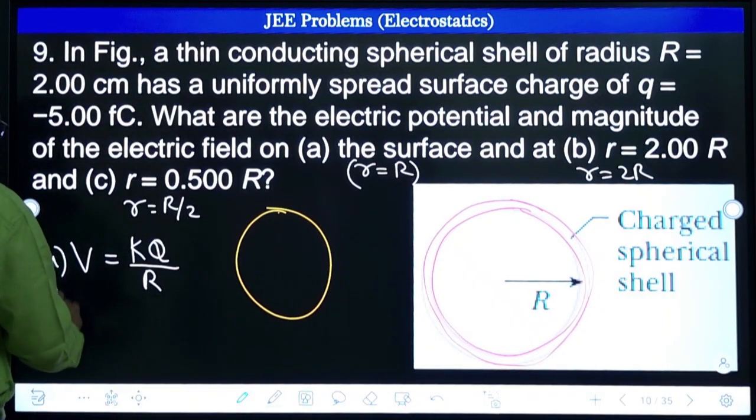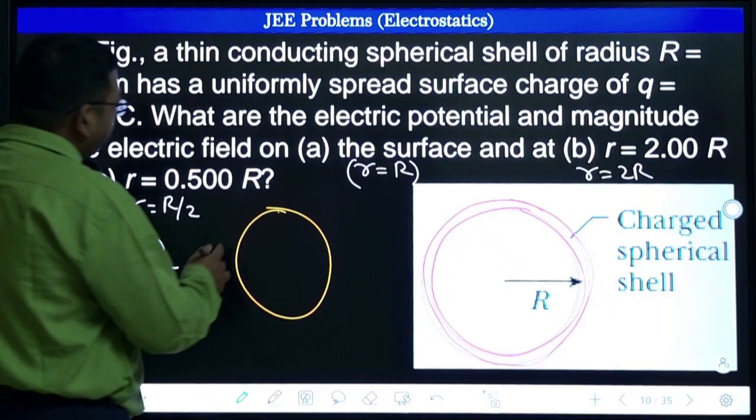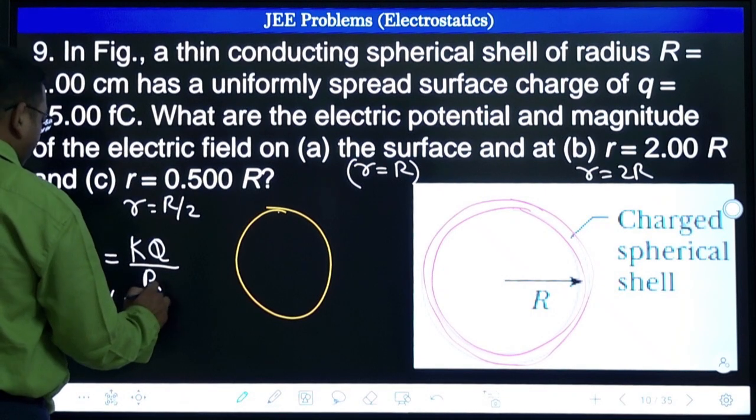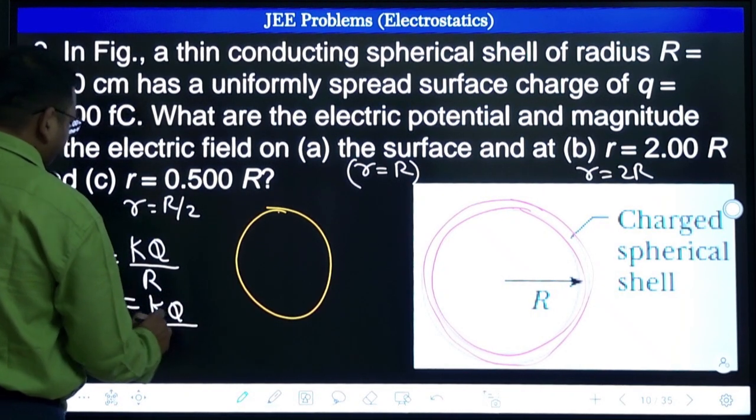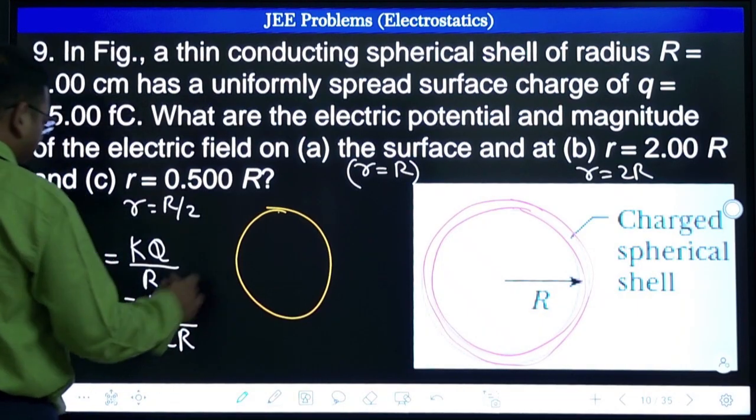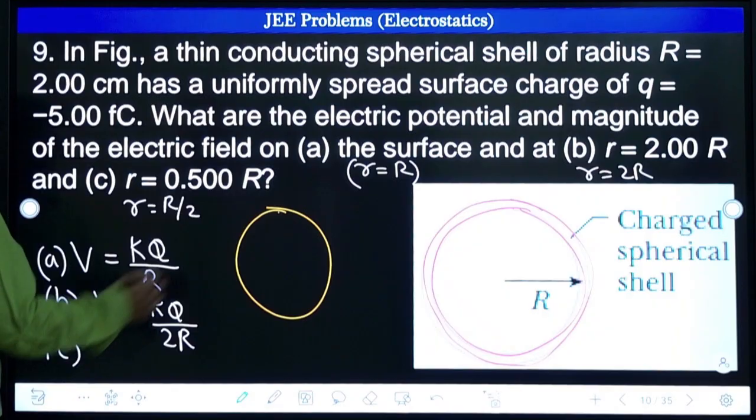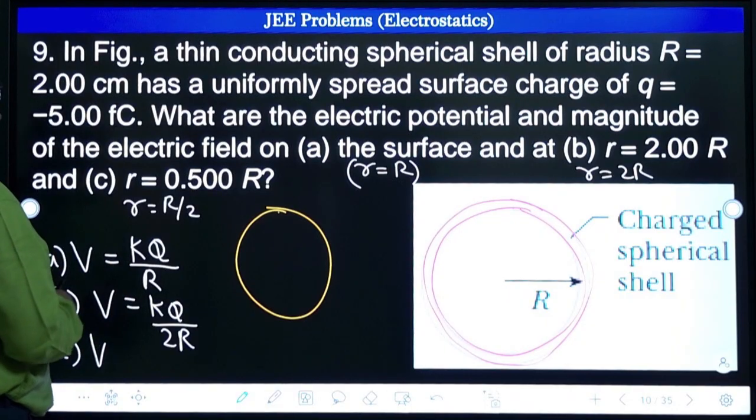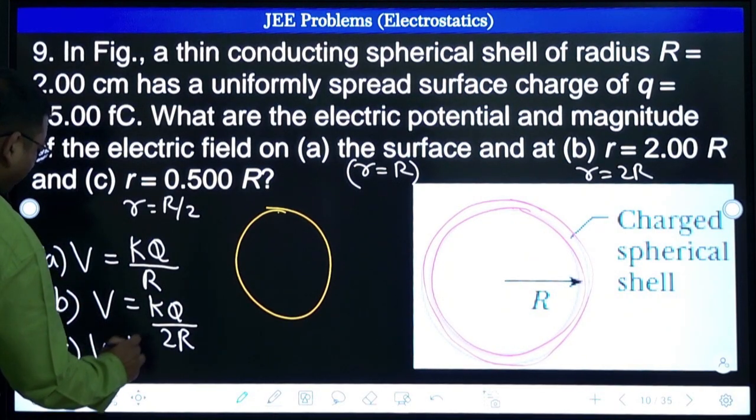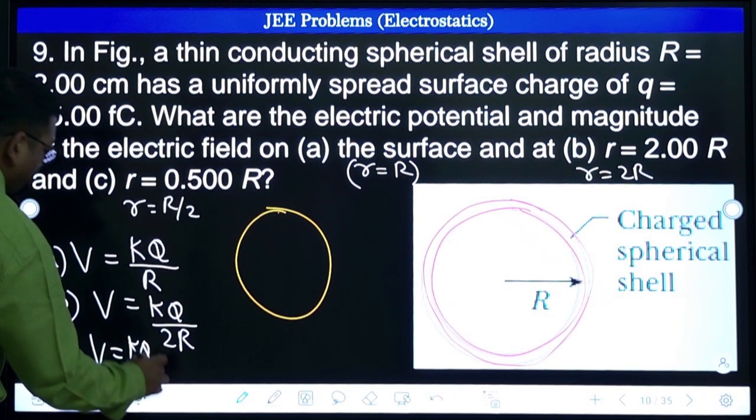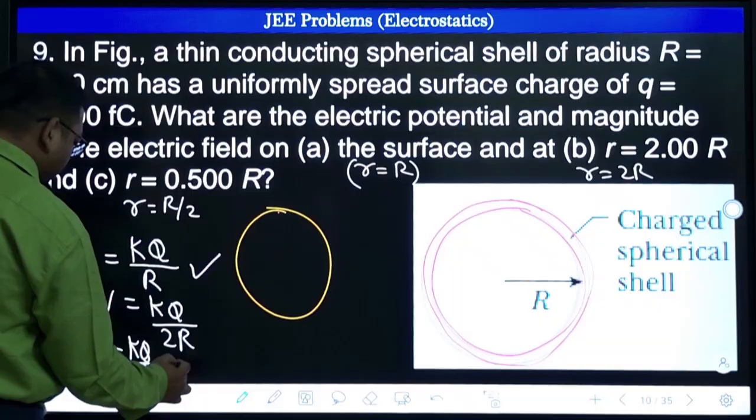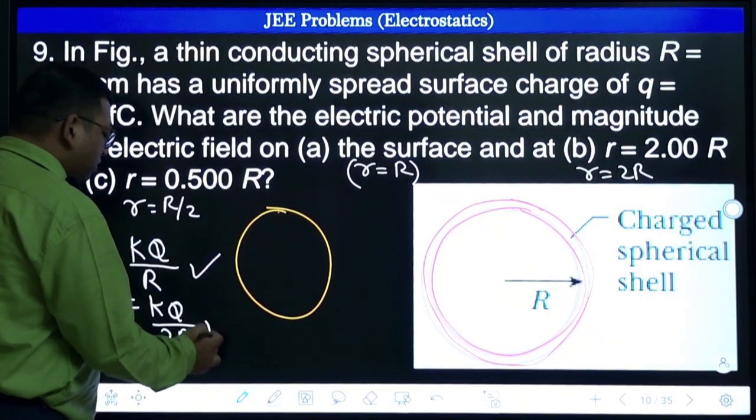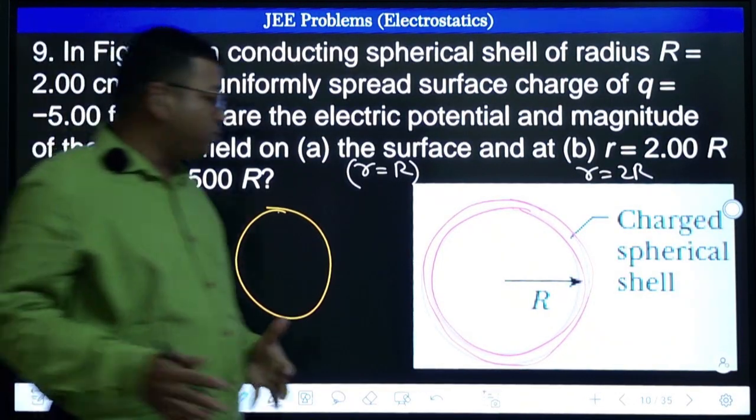Let us move to the second case. The potential at 2R, which means an outside point, is kq by 2R. This you can calculate. What is the third case? An inside point, and up to the surface, the potential remains the same, so this will be the same as kq by R. So the answers for the first and third parts are the same. The second part is going to be half of that. So you will be able to solve this question. Let us move on to the next.